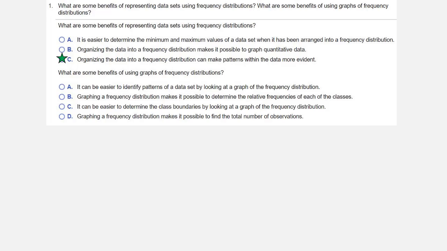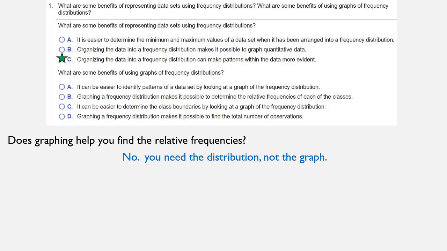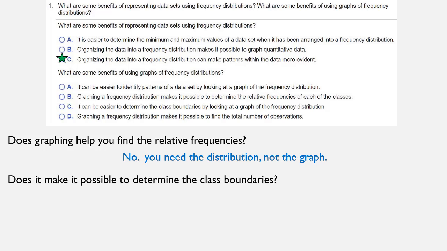So again, let's ask ourselves some questions. Does graphing help you find relative frequencies? And the answer is no. You need the distribution to find the relative frequencies, not the graph. Does it make it possible to determine the class boundaries? And again, the answer is no, because you need the class boundaries to draw the graph.